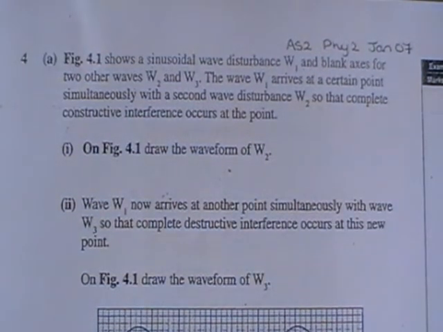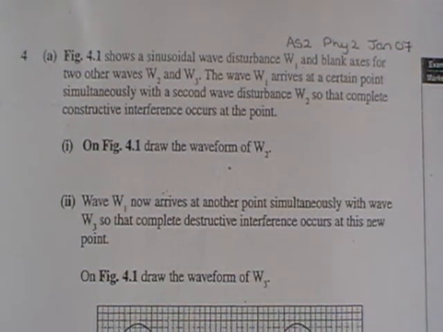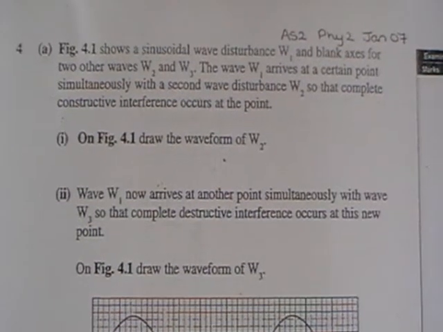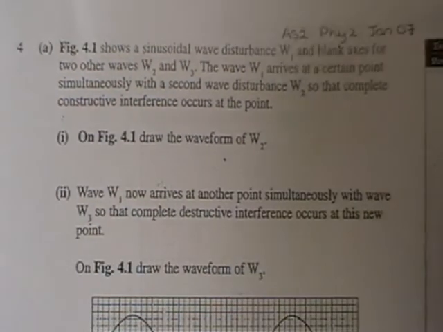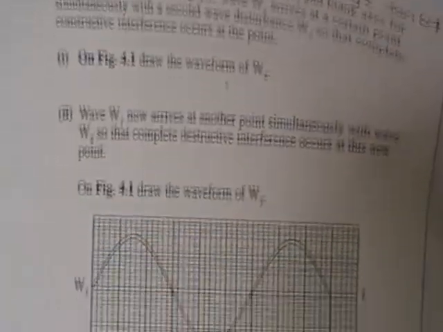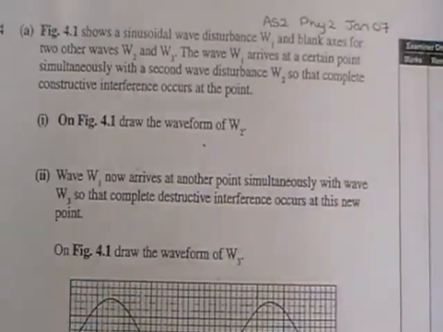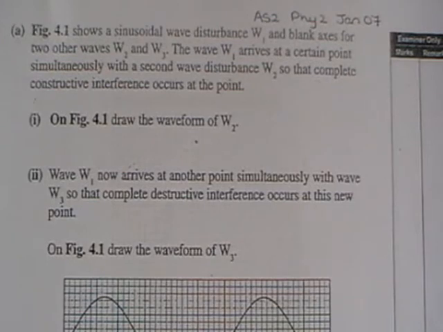This is AS2 Physics 2 January 07, question 4. Part A, figure 4.1 shows a sinusoidal wave disturbance W1 and a blank axis for two other waves W2 and W3. So I'll just show you that for a minute. The wave W1 arrives at a certain point simultaneously with a second wave disturbance W2, so that complete constructive interference occurs at the point. On figure 4.1, draw the waveform of W2.